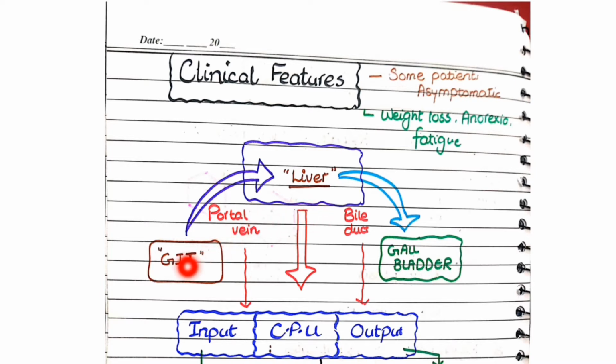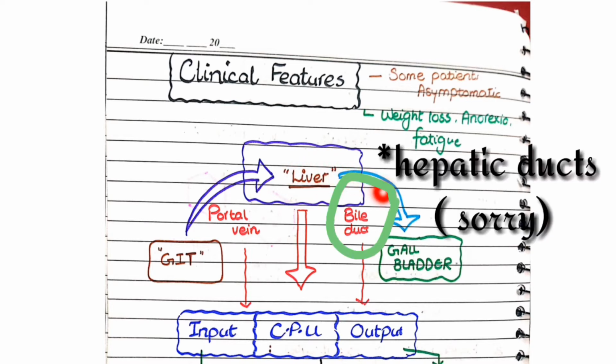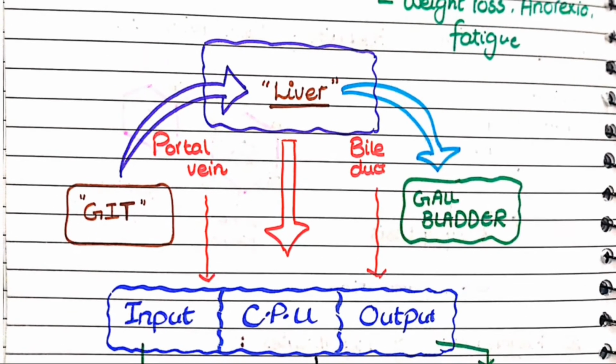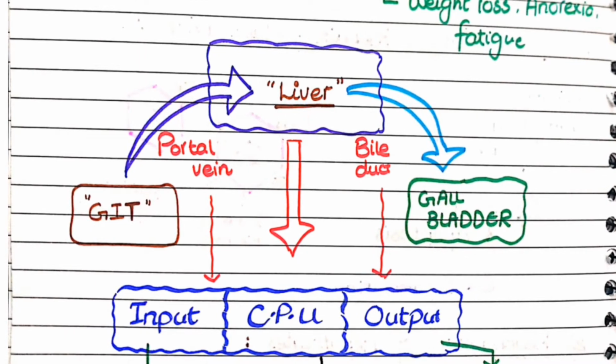You know that the gastrointestinal tract, liver and gallbladder are all intimately related. They are connected in a way that the whole blood from the GIT is directed to the liver through this portal vein. So you can consider the portal vein as the main input channel of the liver. Secondly, this liver secretes bile and bile salts that are secreted through this bile duct into the gallbladder. So you can consider this bile duct as the main output of the liver. Secondly, these cells of liver, that are hepatocytes, themselves perform various metabolic functions. So you can consider these hepatocytes as the central processing unit.